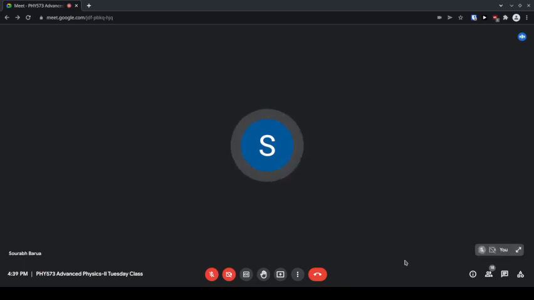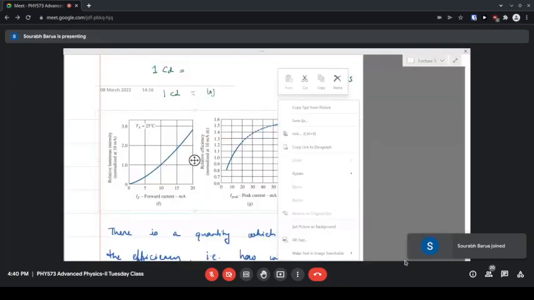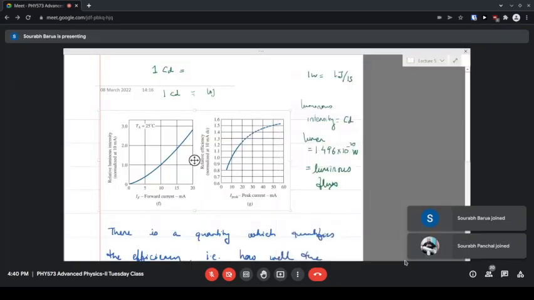Okay, so 1 candela, roughly, you know what it is equal to? It is the light. Sorry? Sir, your screen is not visible. Okay. So 1 candela, do you know what is 1 candela? Do you know the definition of 1 candela? Or not the definition, but how it originated, or what it is roughly equal to?